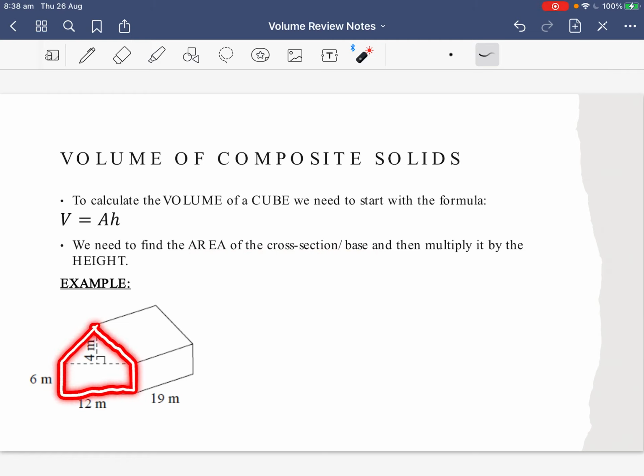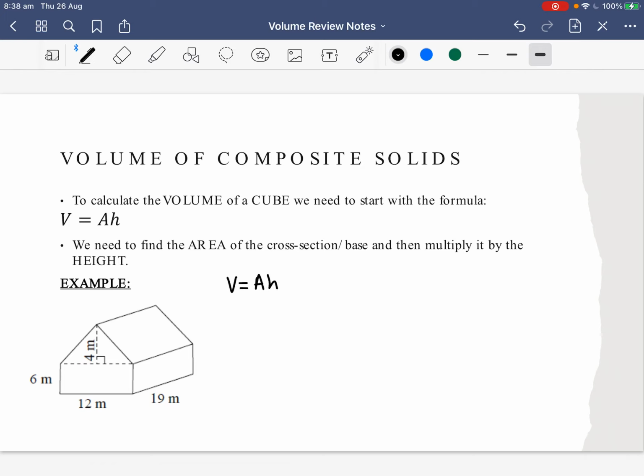Now our cross section is made up of 2 different shapes. That's why it's a composite solid. So we're going to have to find the area of each shape here and add them together, and then we just multiply it by the height, which is our length going away.